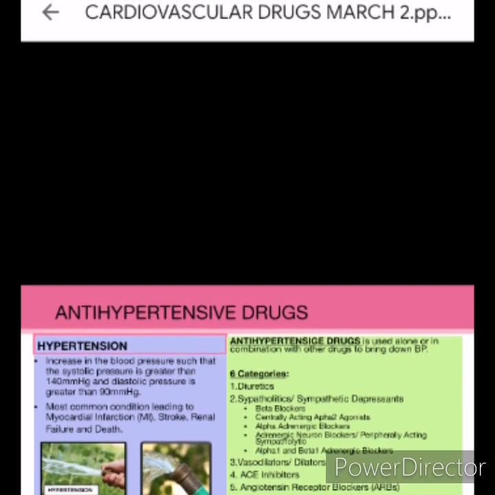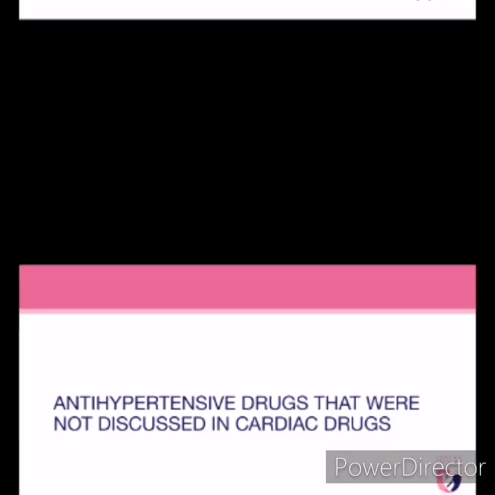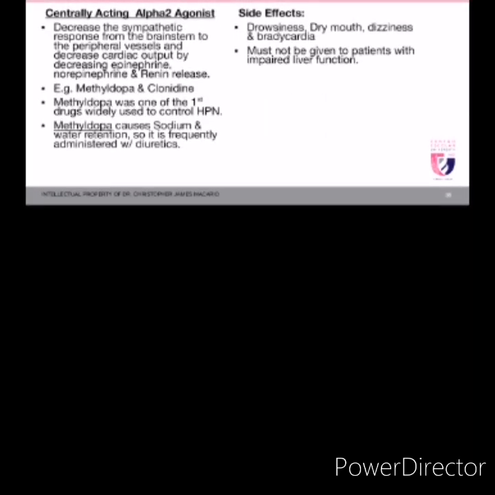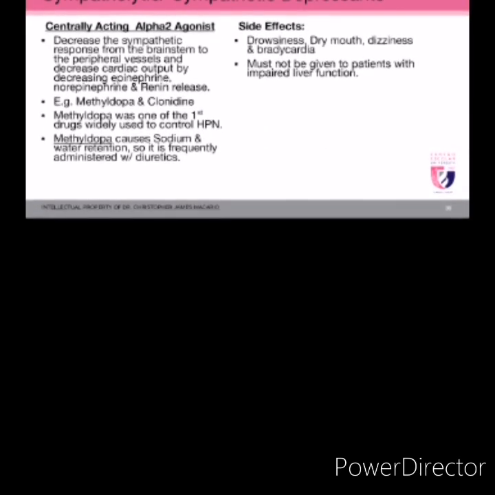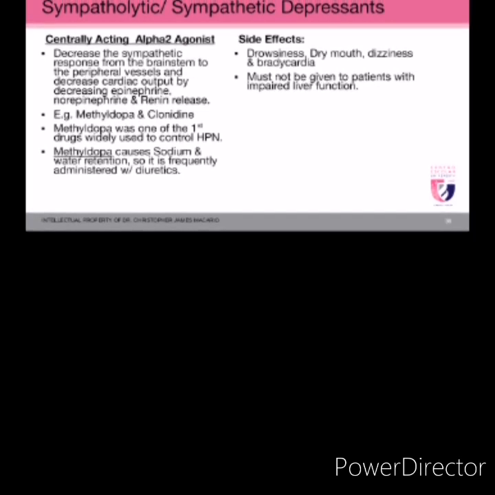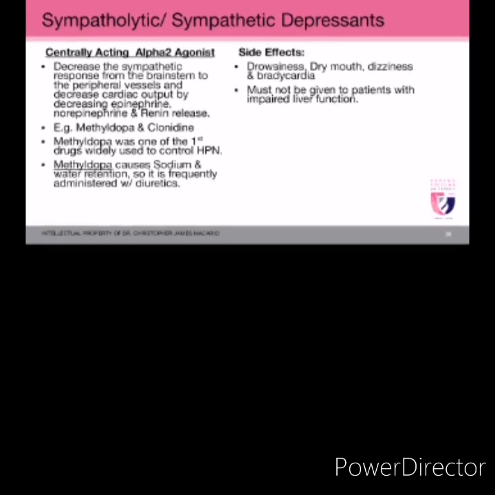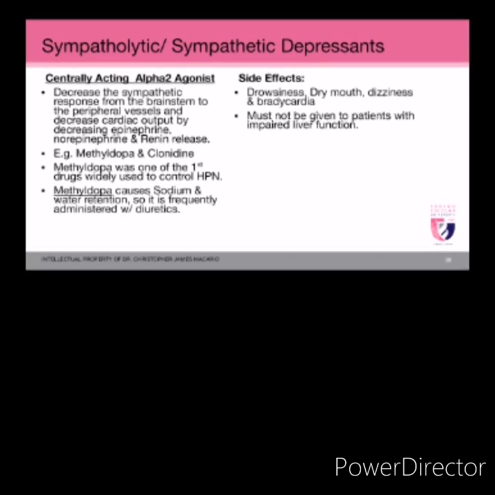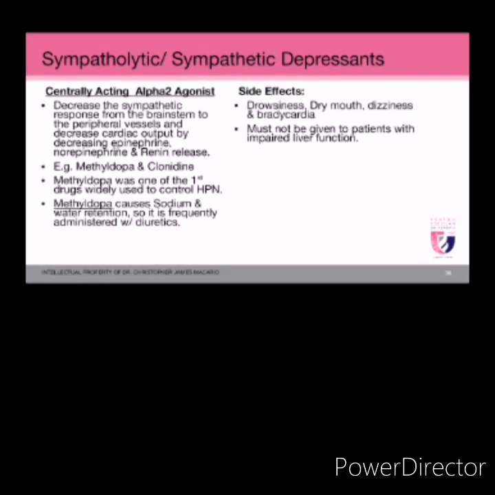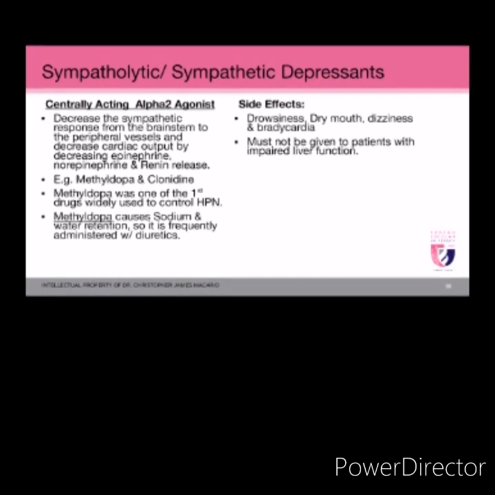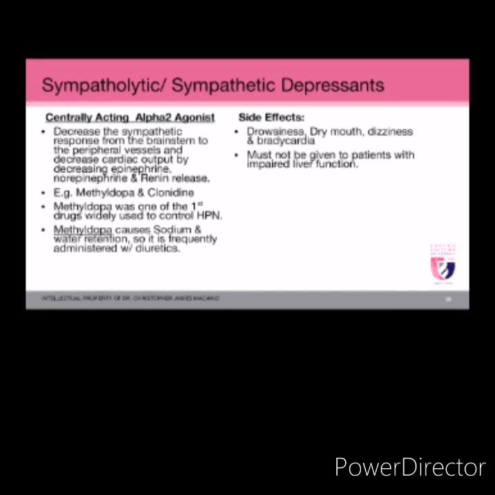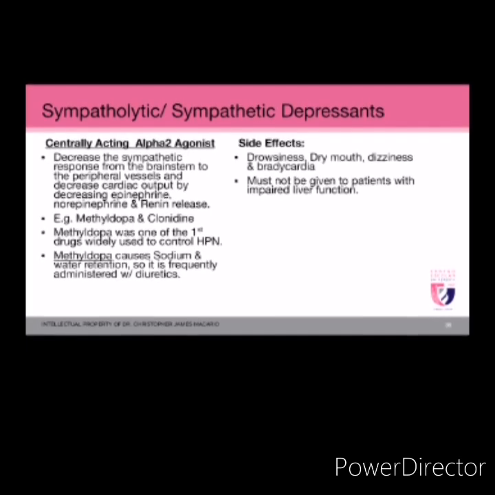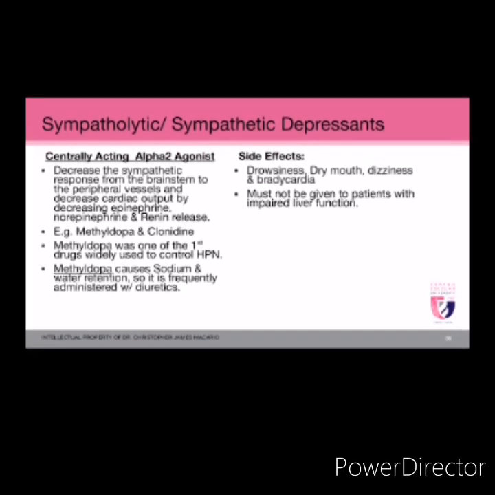Antihypertensive drugs that were not discussed in the cardiac drugs. These include your centrally acting alpha 2 agonist, which decreases the sympathetic response from the brainstem to the peripheral vessels and decreases cardiac output by decreasing epinephrine, norepinephrine, and renin release. An example of those drugs include your methyldopa and clonidine.